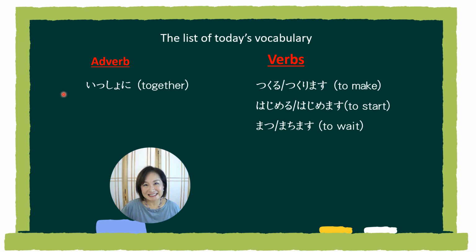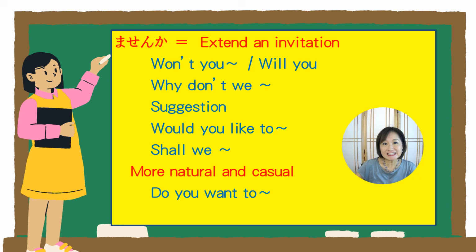Using 一緒に makes your invitation sound more friendly and inclusive, so make sure to add it to your vocabulary list for future practice. The translation for the masenka form can be either formal or casual depending on the situation. In a more formal setting like the office, this form is polite enough to use with your coworkers. For example, you could invite them to a meeting by saying ミーティングをしませんか? Which translates to would you like to join the meeting? In a casual situation, masenka can be translated as do you want to do something? So it is flexible for both formal and casual invitation.